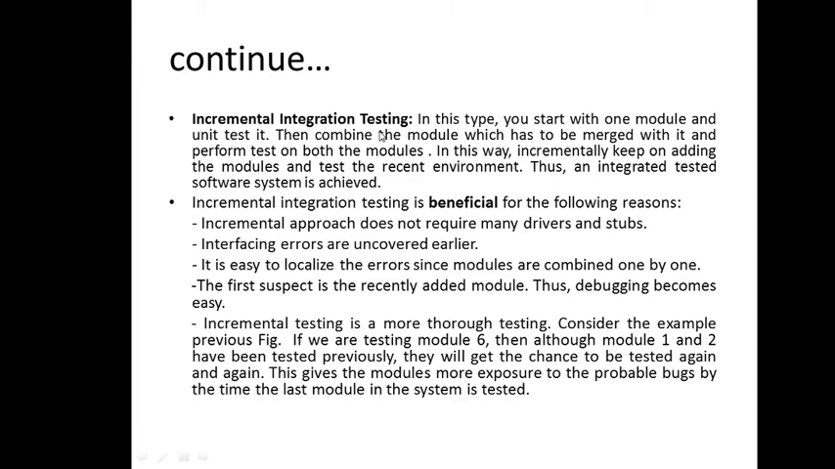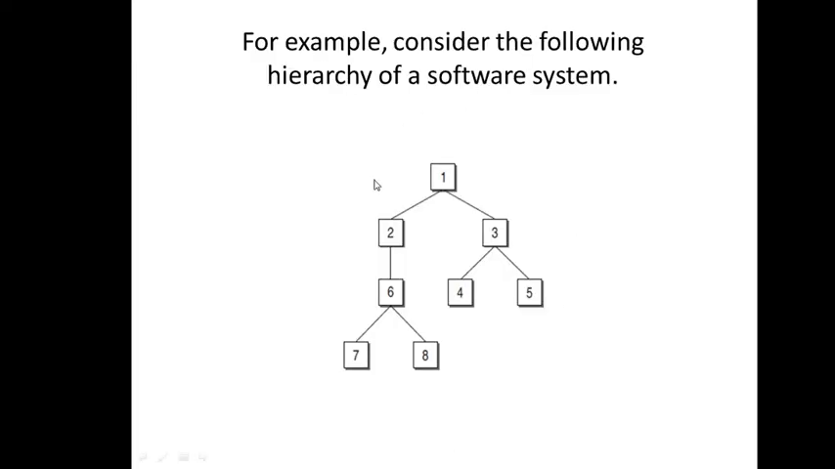So by default, integration testing means it is incremental in nature only. Incremental means one at a time. In increments, we are going to integrate the system. Say we had 8 modules and let's assume we are starting with the bottom up approach. So I'm going to integrate 6 and 7 first, because these cannot be integrated because there is no direct link. So 6 and 7 will be integrated and we test for the error.